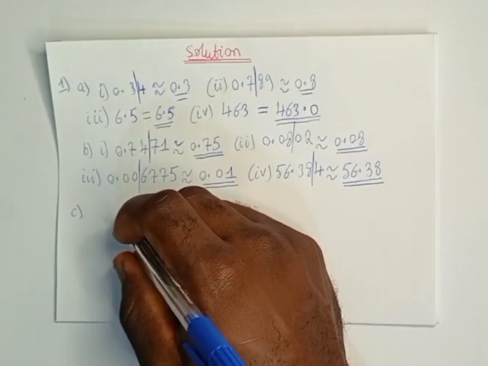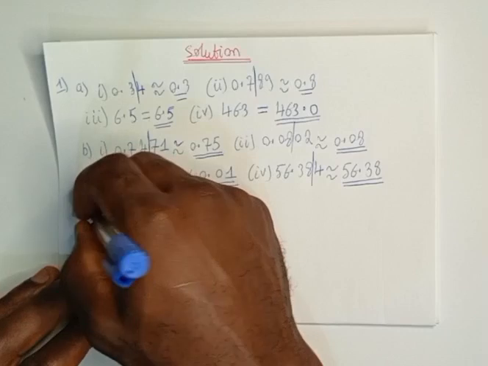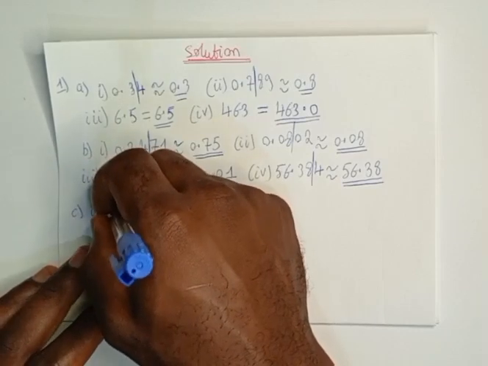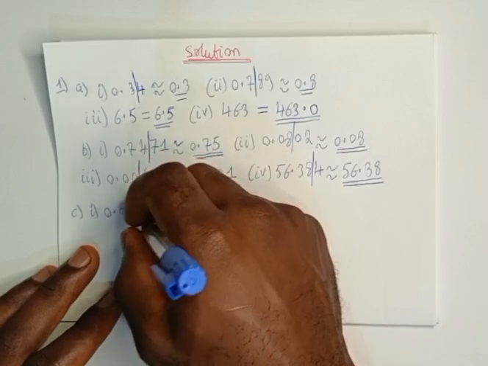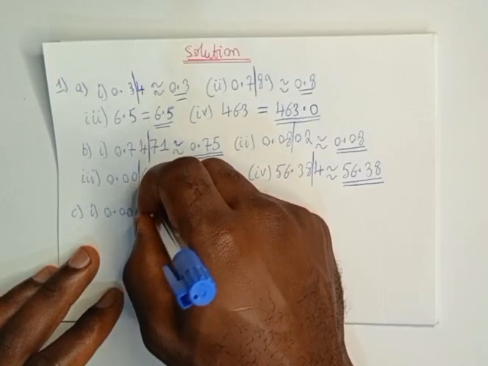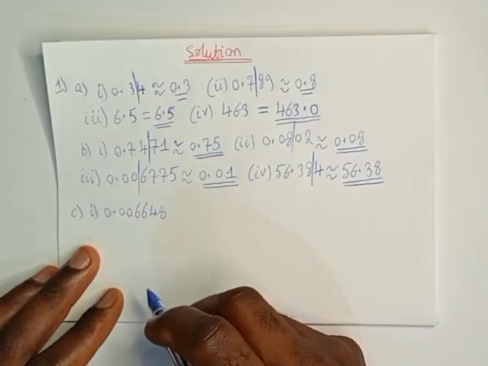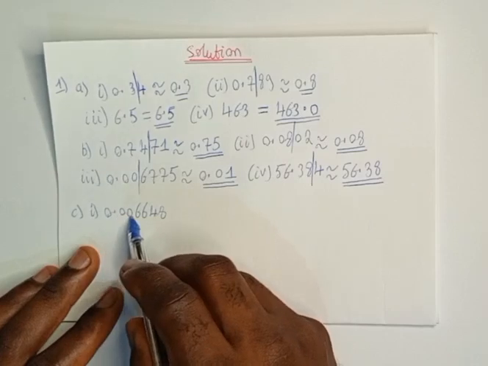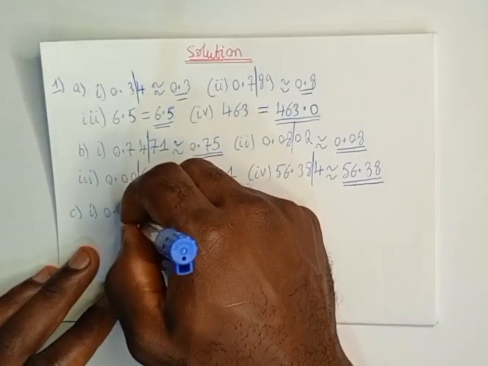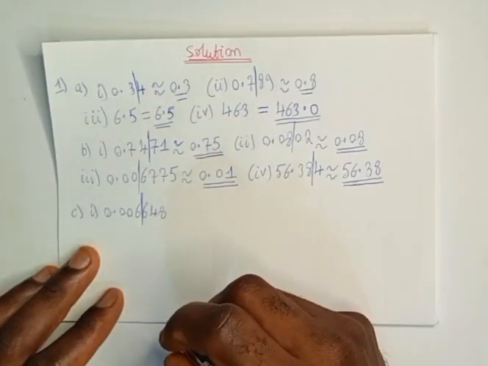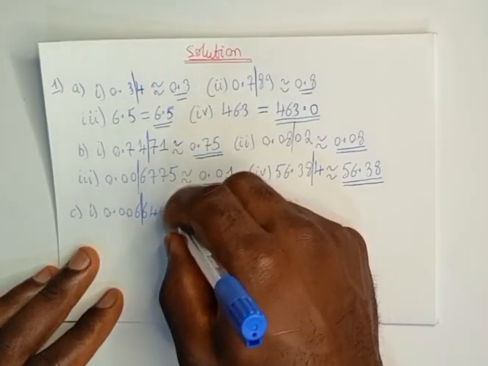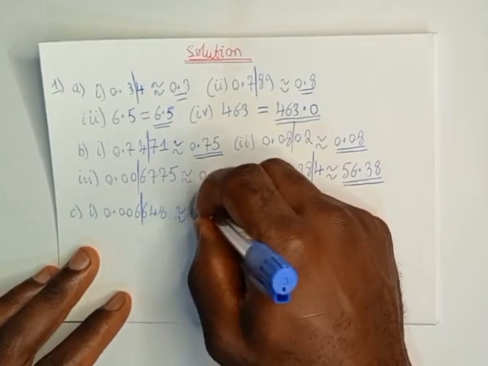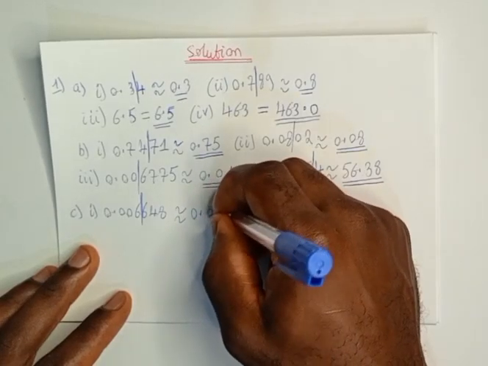For question C, we have to write the numbers to 3 decimal places. For i, we have the number 0.006648. To 3 decimal places, we count 1, 2, 3. We round off between the two 6s. 6 is greater than or equal to 5. It is rounded up to 1. We add the 1 to this 6. This will be approximately 0.007.